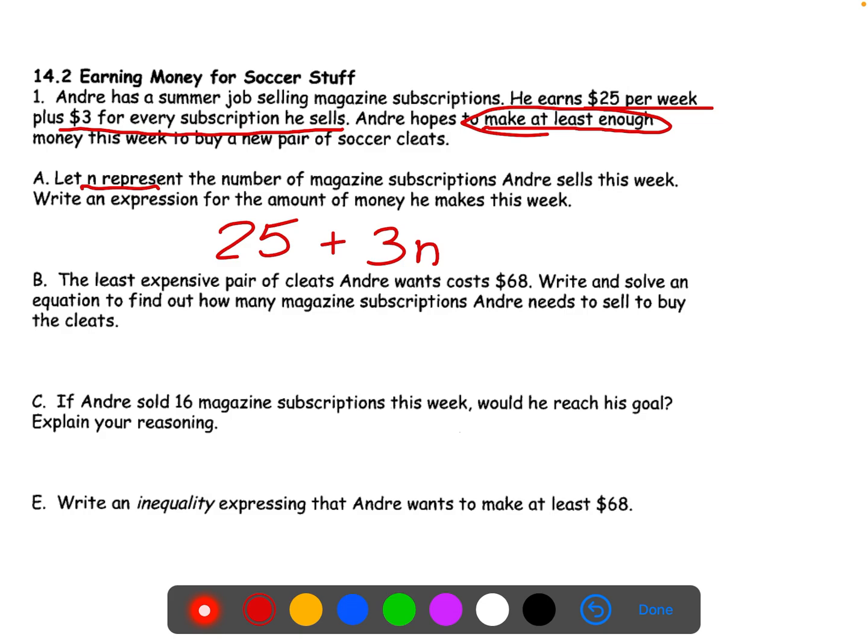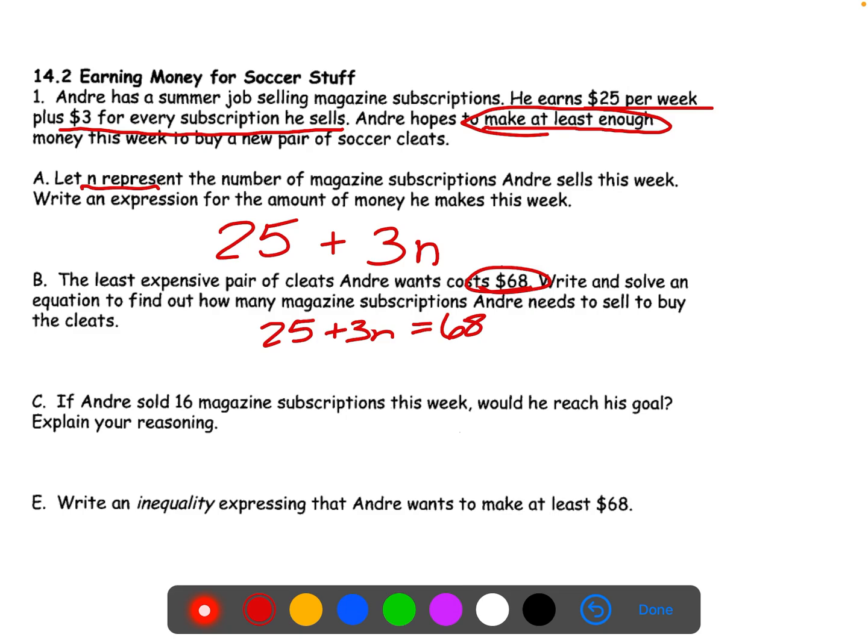Let's look at part B. The least expensive pair of cleats Andre wants costs $68. Write and solve an equation to find out how many magazine subscriptions Andre needs to sell to buy the cleats. So we're going to take what he's earning, turn that into an equation. We want it to equal $68 because that's the money he needs. And then we'll solve it.